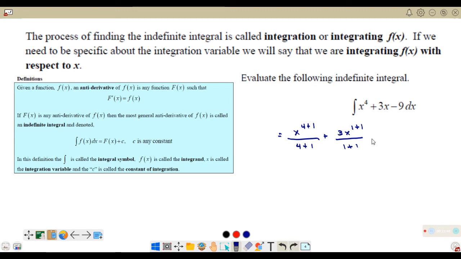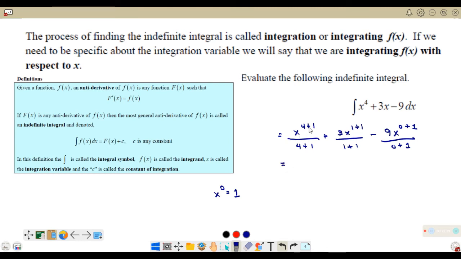Meron tayo ditong minus 9. Meron ba tong variable? Meron, may variable siya. Kaya lang, kaya siya natanggal kasi ang variable niya ay naka-raise to 0. And we know from laws of exponent that x raised to 0 is equal to 1. And 9 times 1 is equal to 9. Kaya nag-iisa na lang siya dito na 9. So we have here 9x raised to 0. Add tayo ng 1. Tapos divide natin the whole term by 1.